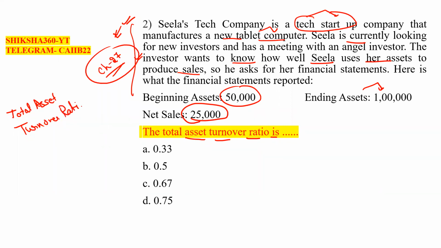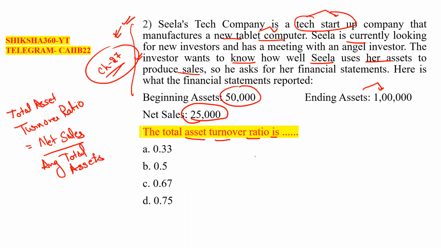So what is the formula of total asset turnover ratio? Basically it is equal to net sales upon average total assets. Net sales upon average total assets, clear?